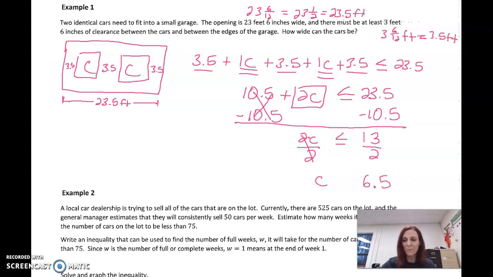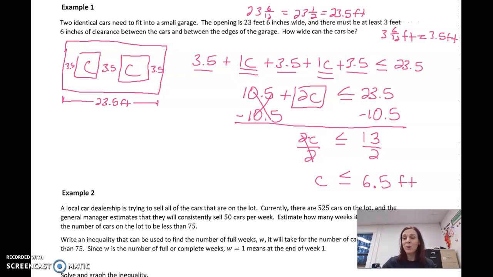The only thing that is different between solving equations and inequalities is this part here. Did I multiply or divide by a negative number? I'm not asking if I multiplied or if I divided, but did I do either of those things by a negative number? And I didn't. I actually divided by a positive number. So, therefore, my inequality is preserved and it stays the same direction. So I get that the car width has to be less than or equal to 6.5 feet.